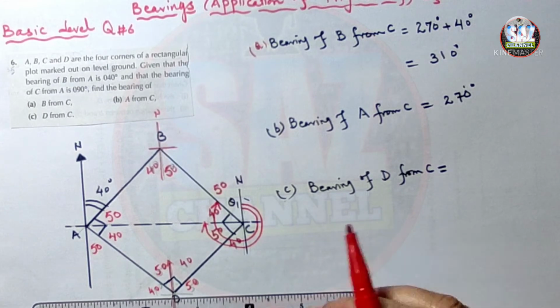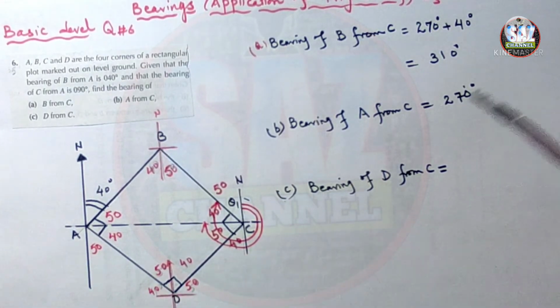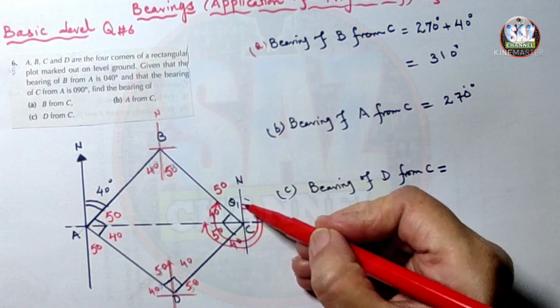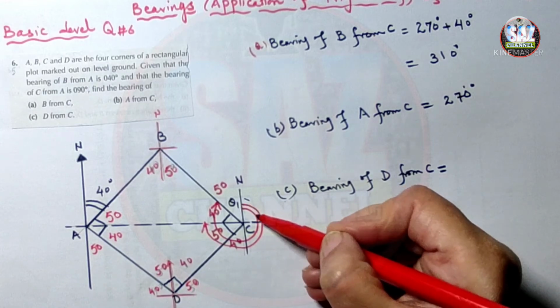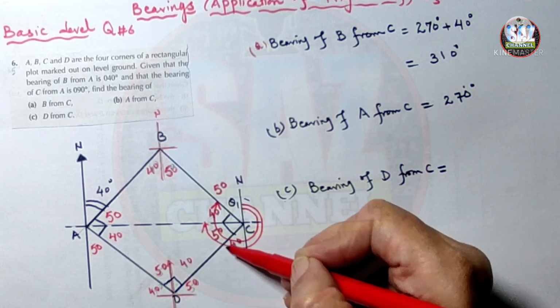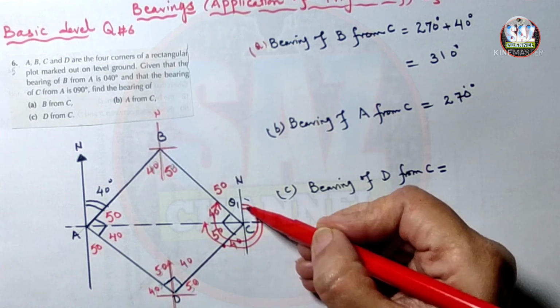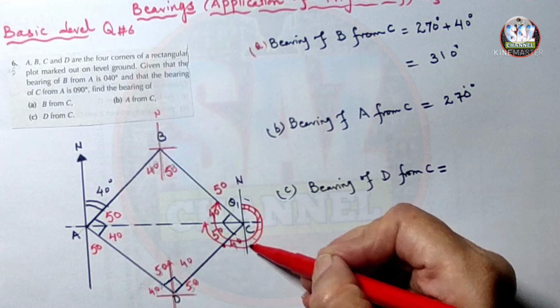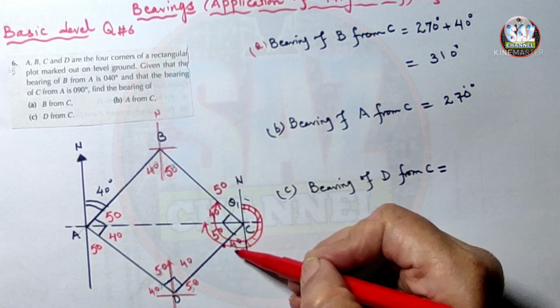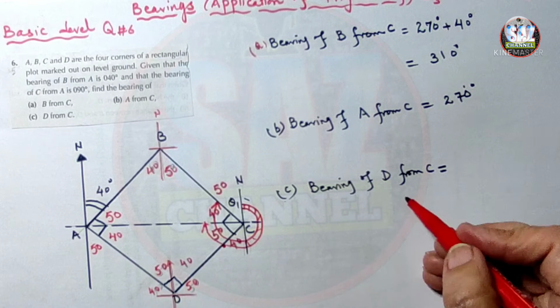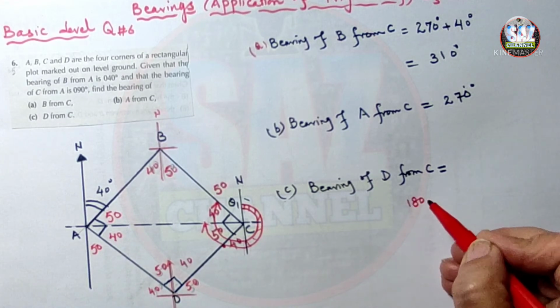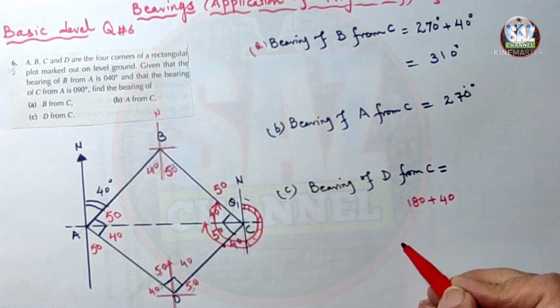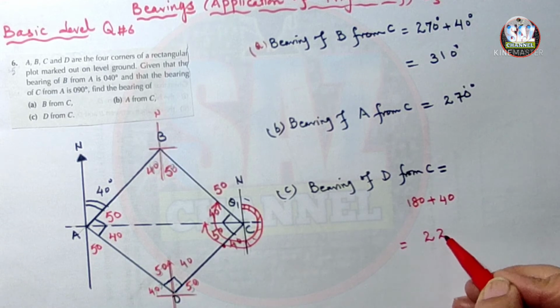Okay, so let me complete this working here. Now what we have to do, bearing of D from C, I have to start the movement from this place, then I have to take the clockwise turn, and I have to stop at this place. Now look, I have to take this semicircular turn, and then I have to move 40 degrees further. So it will be 180 plus 40, which is equal to 220 degrees.